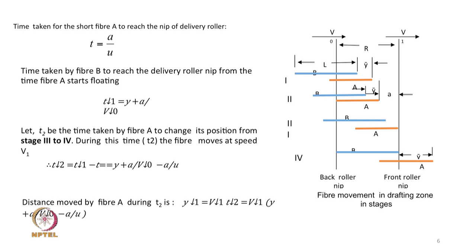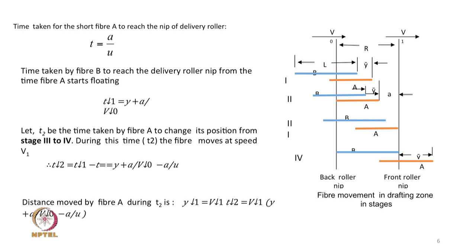The distance moved by fiber A during this time t2 will be y1 bar, which is v1 into t2, and hence it is going to be as shown in the last equation. So, during this journey, the short fiber A continues to move at a definite speed of v1.